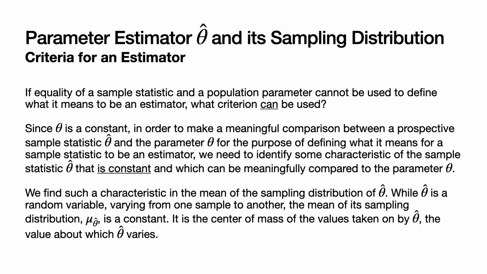While theta hat is a random variable varying from one sample to another, the mean of its sampling distribution, mu sub theta hat, is a constant. It is the center of mass of the values taken on by theta hat, the value about which theta hat varies.